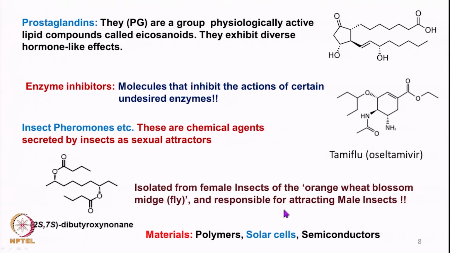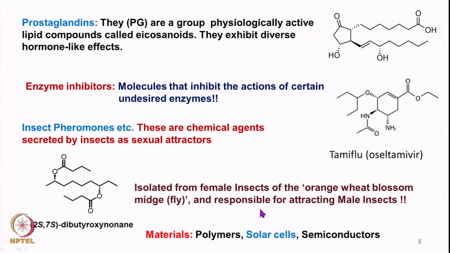Likewise, if we isolate the pheromone from the male insects, synthesize it, and keep it in the field where this wheat is grown, then all the females will be attracted towards that male insect pheromone, and then of course we can spray the insecticide and kill all the female insects.